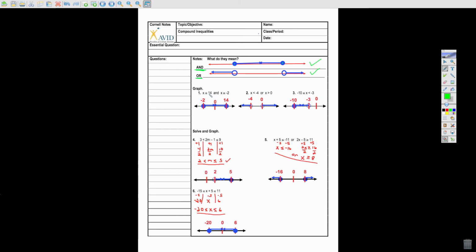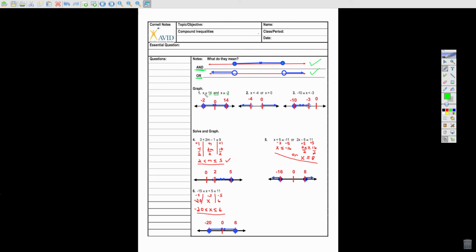Example 1 says x is less than or equal to 14 and x is greater than or equal to -2. So on our number line, I always put 0 somewhere around the middle. One of our numbers is going to be 14, and one of them is going to be -2. So -2 is over here on this side of 0, and 14 is over here on this side of 0. This is less than or equal to, greater than or equal to, so we're going to have solid circles. So you can see I have solid circles.